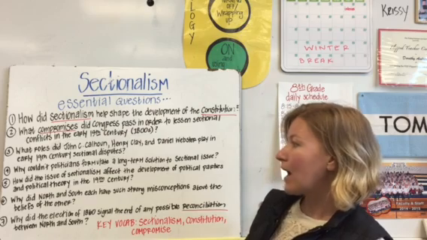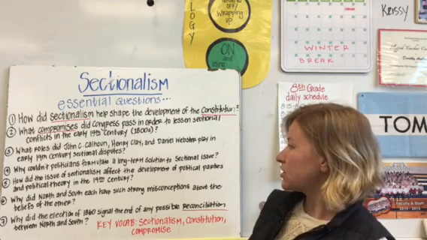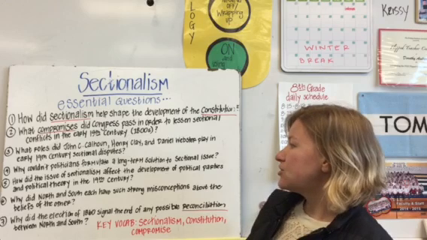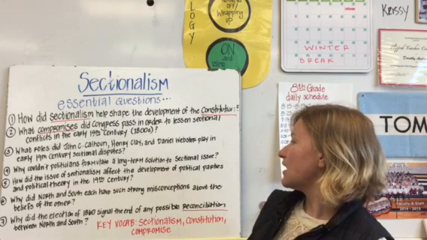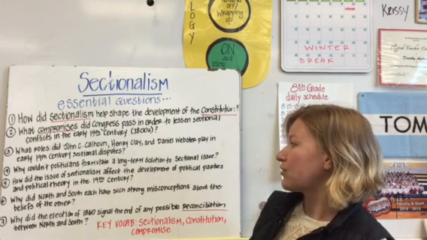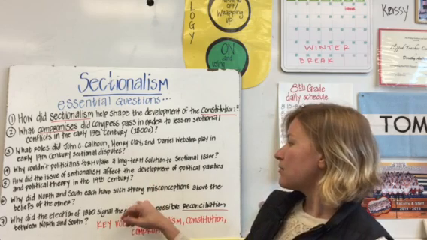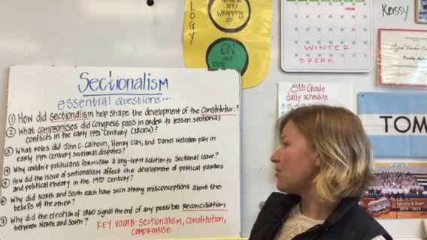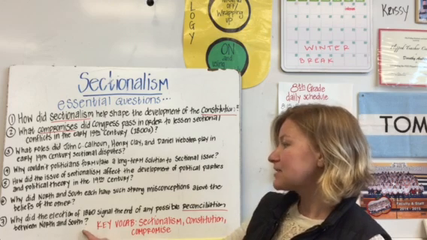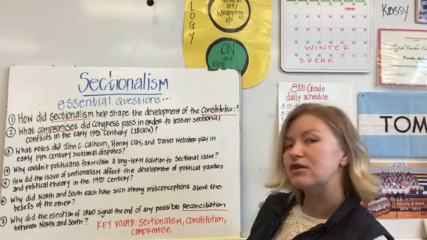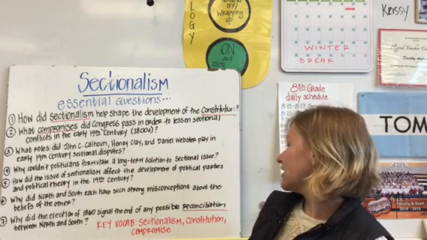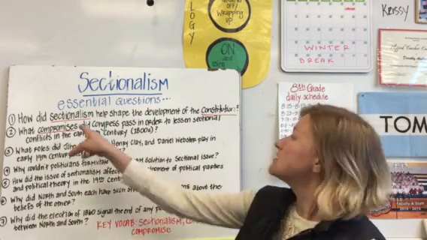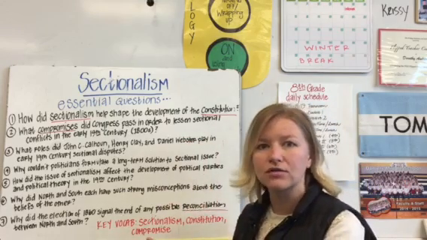Number 4, why couldn't politicians formulate a long-term solution to sectional issues? Number 5, how did the issues of sectionalism affect the development of political parties and political theory in the 19th century? Number 6, why did North and South each have such strong misconceptions about the beliefs of the other? And then last, number 7, why did the election of 1860 signal the end of any possible reconciliation between the North and the South?